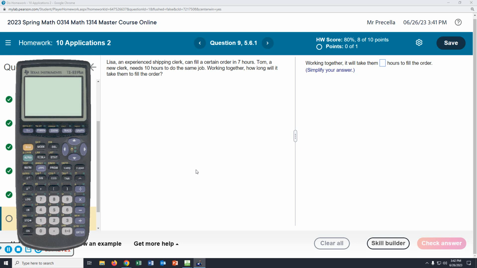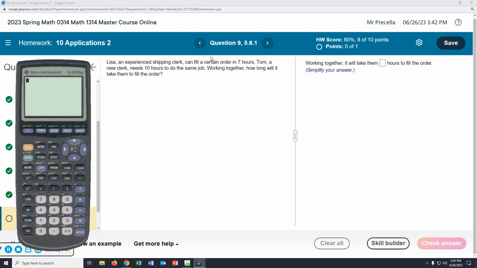It's always sort of funny when people do this problem incorrectly by averaging the two numbers. Wait a minute, that's going to take 8.5 hours if they're working together. Tom needs to sit down and let Lisa do the job in only 7 hours. Sometimes people add them together and they'll say 17 hours. I'm like, no.